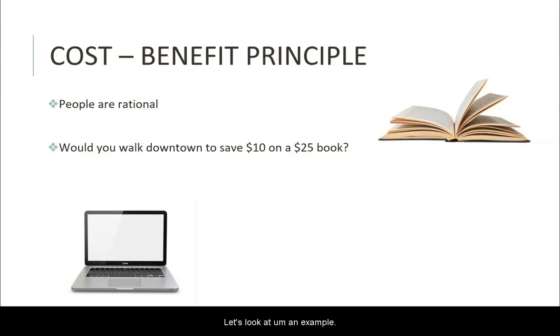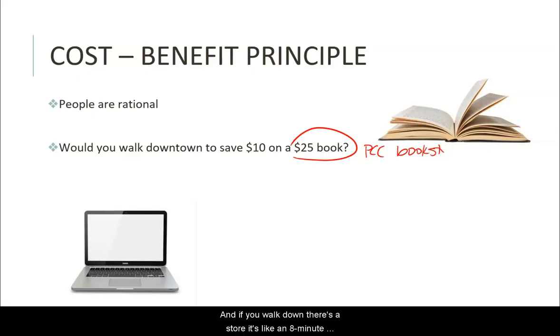So let's look at an example. Would you walk downtown to save $10 on a $25 book? So let's assume that it's the book you need. It's for a class. It is $25 at the PCC bookstore. And if you walk down, there's a store, it's like an 8-minute walk from campus. Okay, so 8 minutes away, and they have a coupon, $10 off a purchase of $25 or more. You can get $10 off that book. Would you take that 8-minute walk to save $10 on that book?